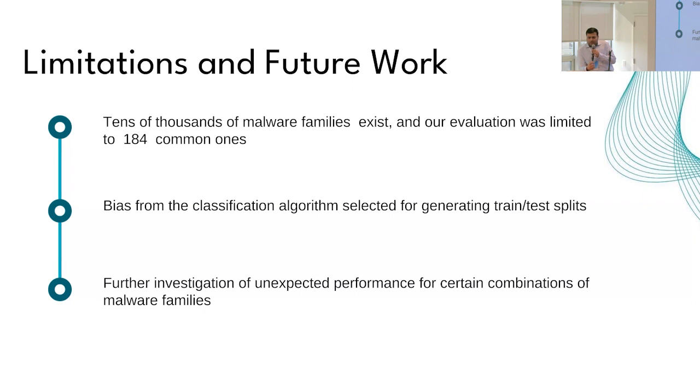For example, if you use the XGBoost model for creating the train test split, we might end up with too many hard splits, which the other models might not be able to generalize well over, which tends to skew the evaluation results from them. Also, certain combinations of malware families sometimes boost the model's performance or sometimes lower it. We do not know the reason why that's happening, and that might be an area of interest for research.